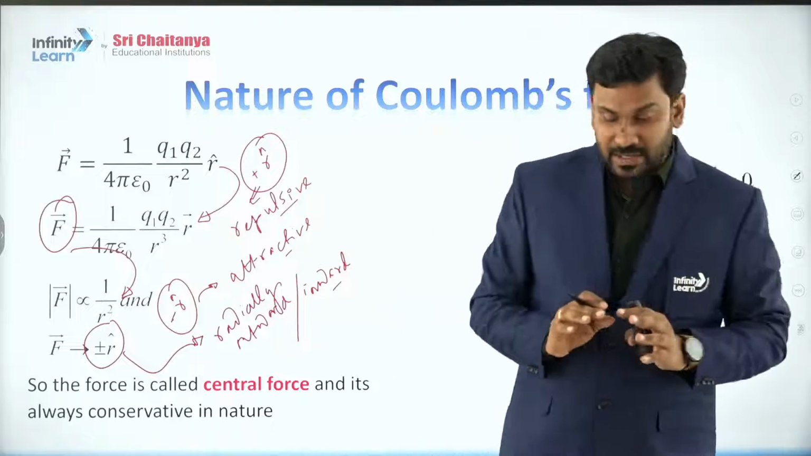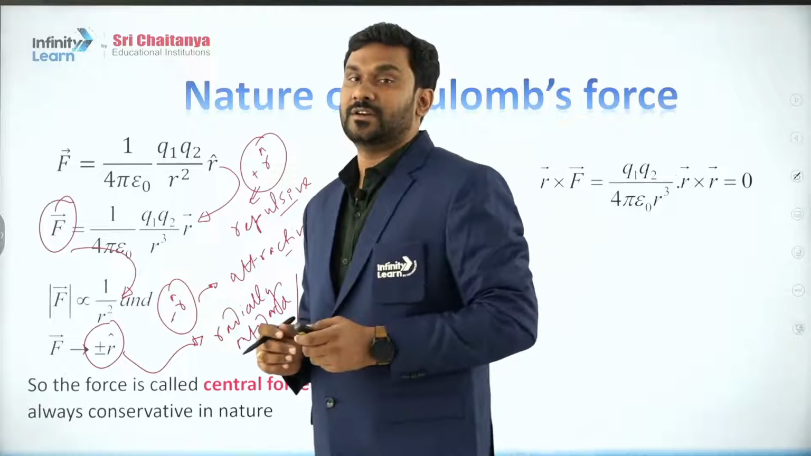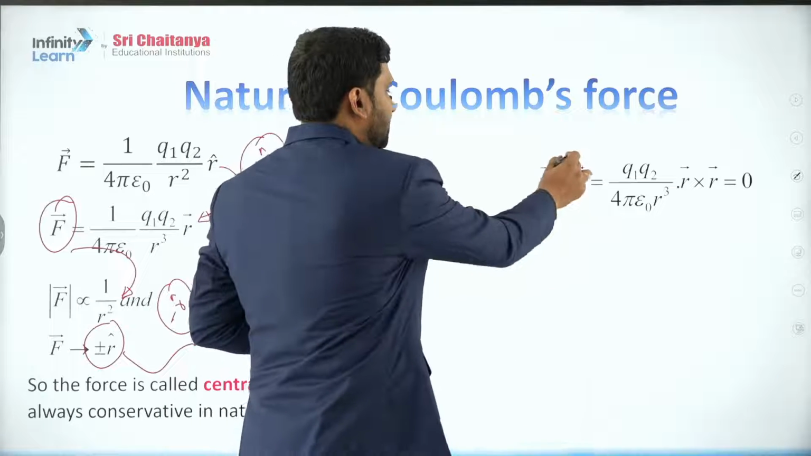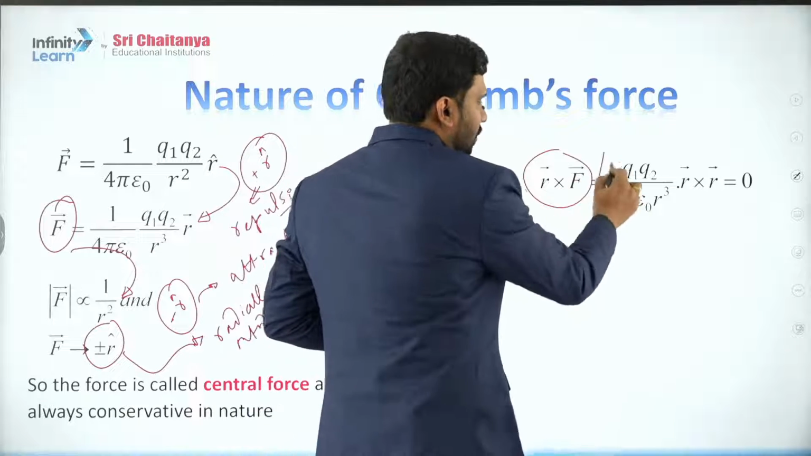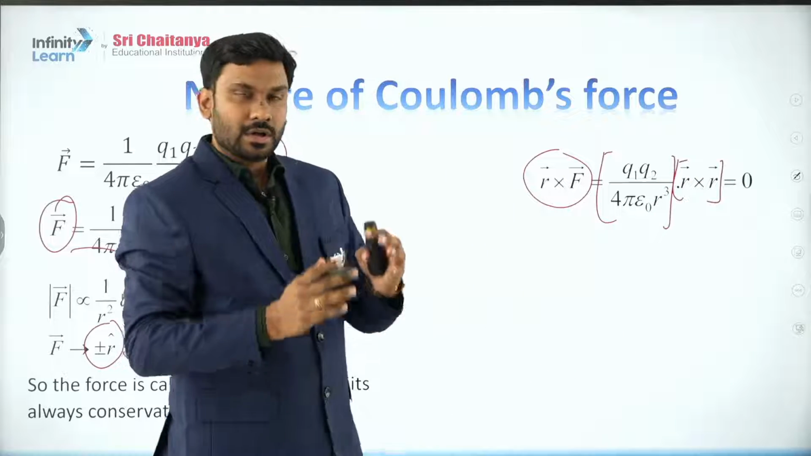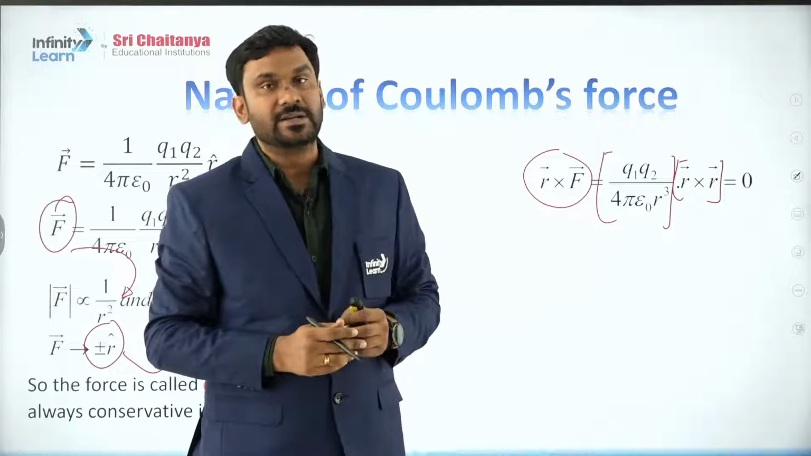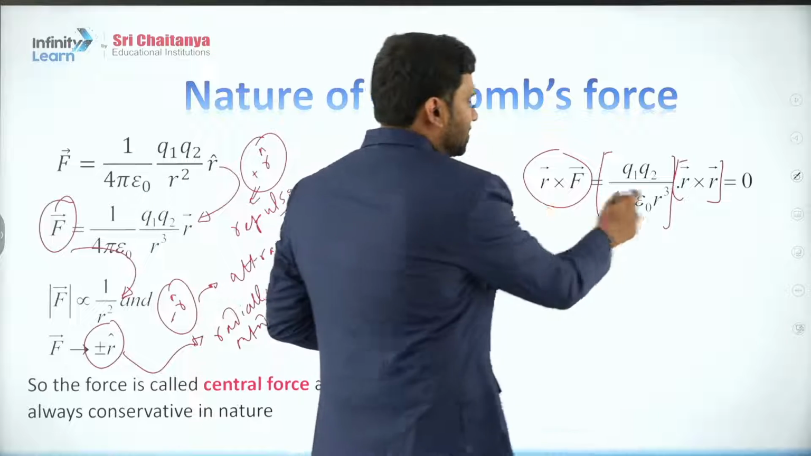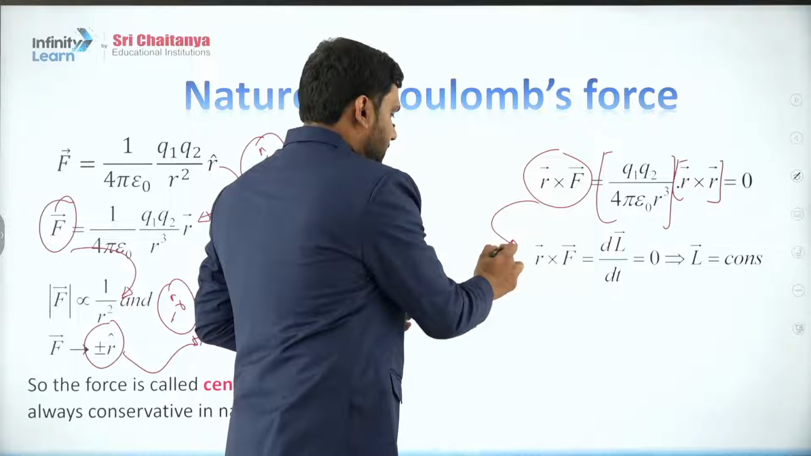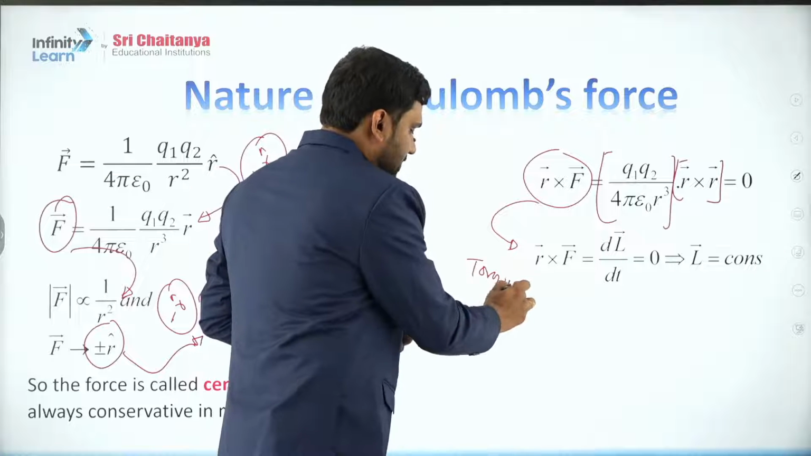So what are the special salient features of a central force? What do you get? So in central force, as you can see, if I do r cross F, putting this constant term outside, r cross r. Now we all know the cross product between two similar vectors yields 0. So r cross F we are getting 0. And r cross F is nothing but, we know, torque.